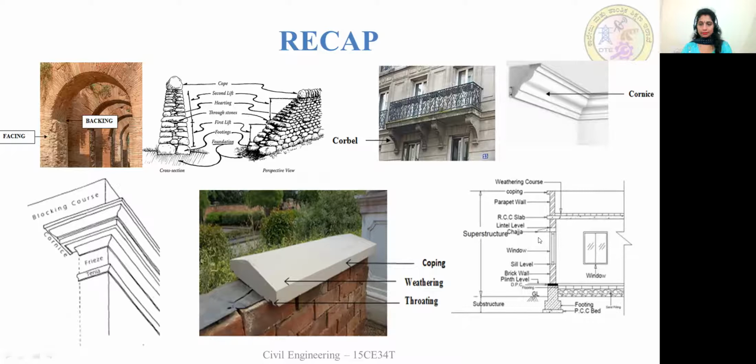Next, we have seen some more terms. This picture shows the cross section of the wall. Here we have seen plinth level, the horizontal surface at the ground level, and we have seen sill. It is the bottom surface of the window or door opening. And we have seen coping and parapet wall. It is a wall provided all around the roof level. This is about the parapet wall.